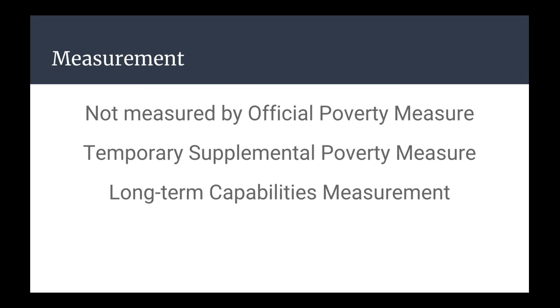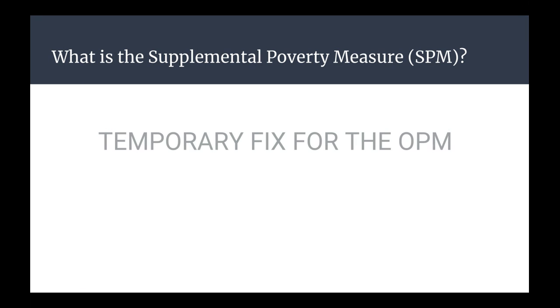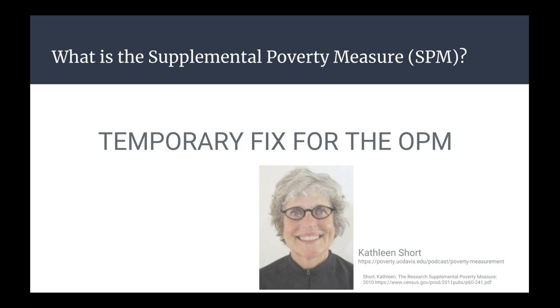To reiterate, we believe that today poverty should no longer be measured by the OPM, but instead by the supplemental poverty measure as a temporary measure while a capabilities measurement is developed. By this measurement, we define poverty as experiencing social, economic, and material deprivation, preventing individuals from a life of well-being and human dignity. The supplemental poverty measure is a measurement developed as a supplement to the OPM.